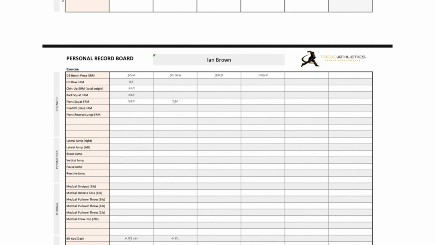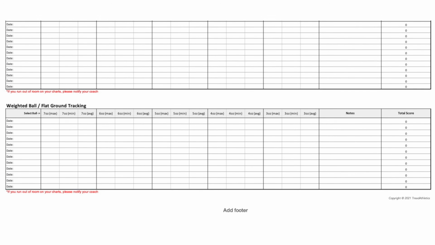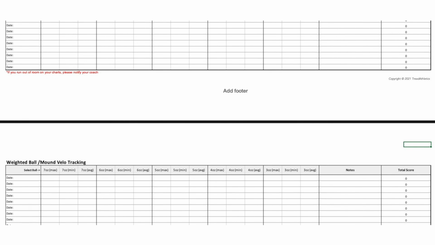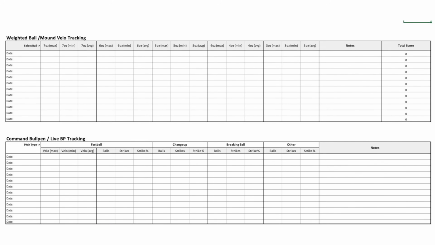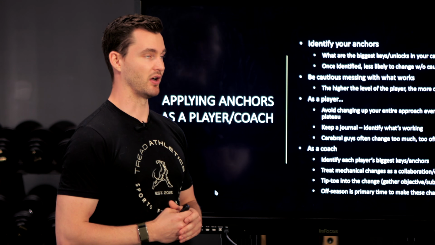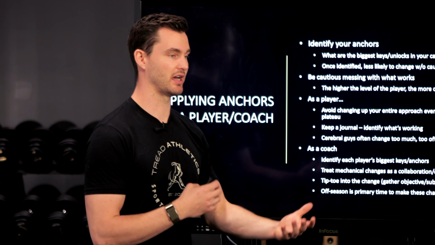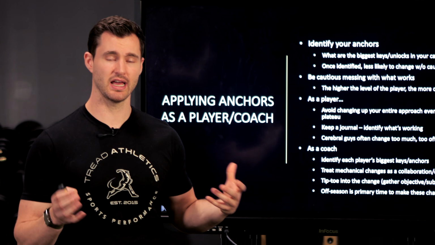That's an extremely undervalued thing that a lot of players don't implement, and that we make sure our athletes do implement in their trackers. Then finally, as a coach, if you can identify each player's biggest keys or anchors and understand how they got there, you're going to be at a massive advantage, because yes, you have your own philosophy. You're going to go in there and say, I think this is probably how players should use their lower half. This is probably how the arm action should work. You're going to have your own philosophy.